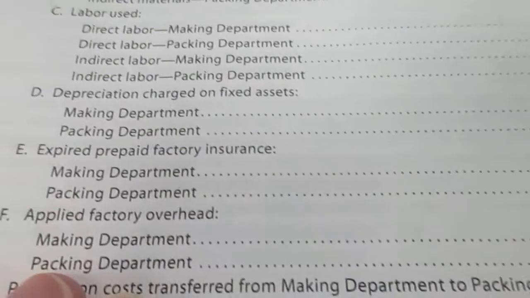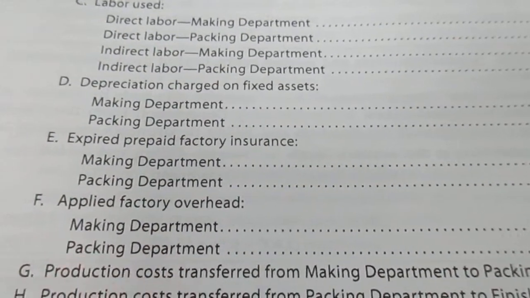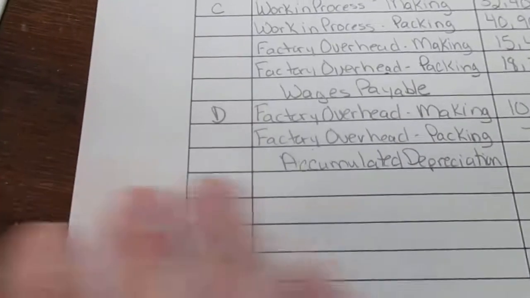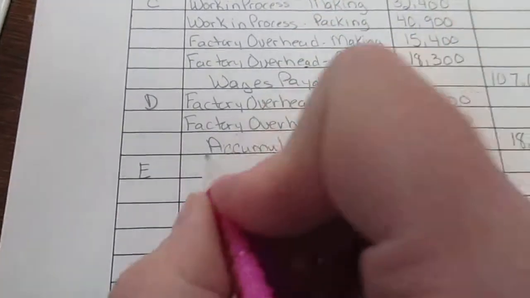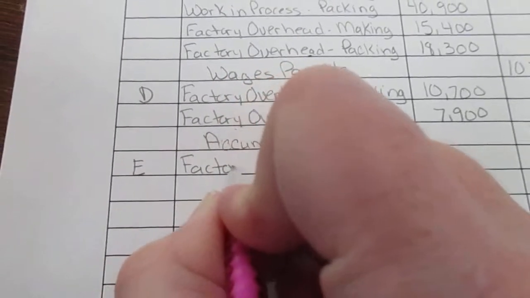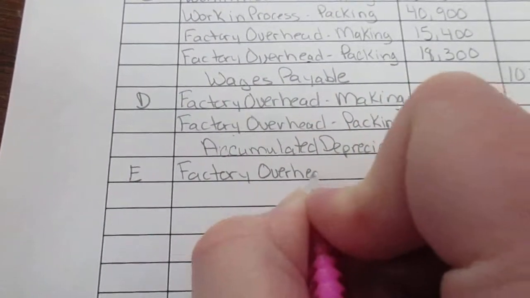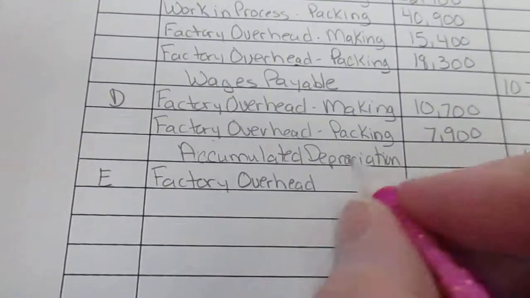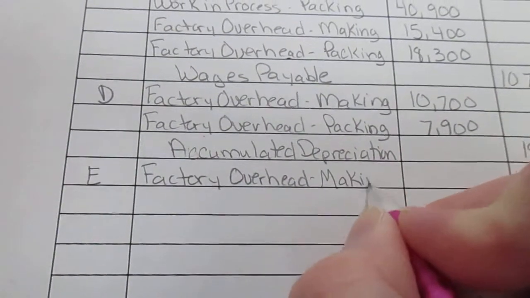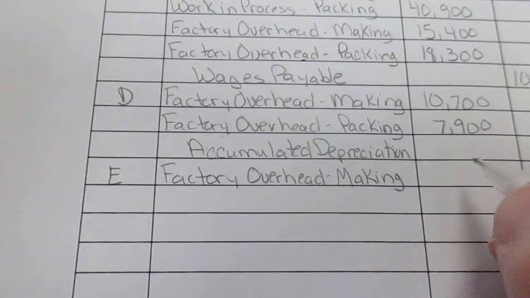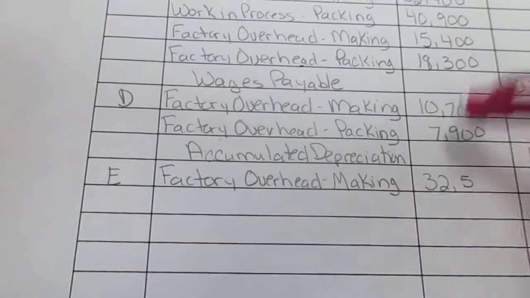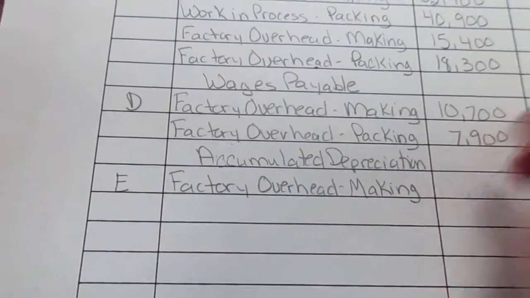Okay. Letter E, expired prepaid factory insurance. So in this case, they actually told us what prepaid expense it is that we're paying here. But again, we know that this is also going to go to factory overhead. We learned in Chapter 1 that materials and work in process are things that can be specifically applied to a job. If it's just insurance in general, it cannot yet until the end. So factory overhead in making is going to be $2,000. I pulled the wrong number.